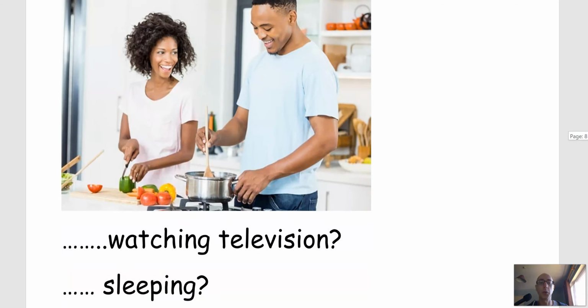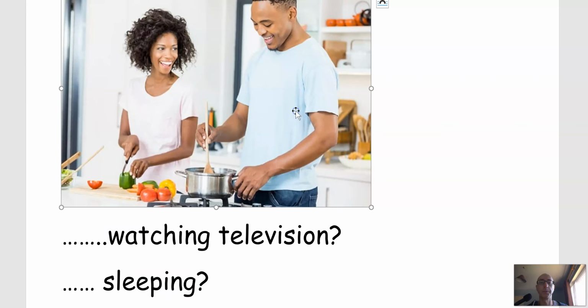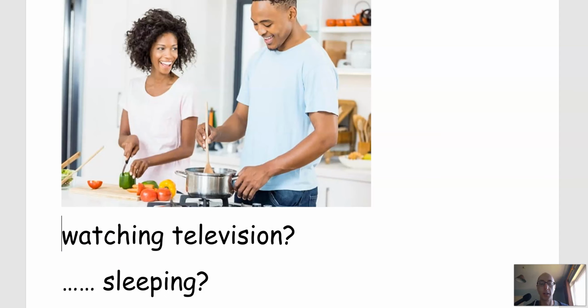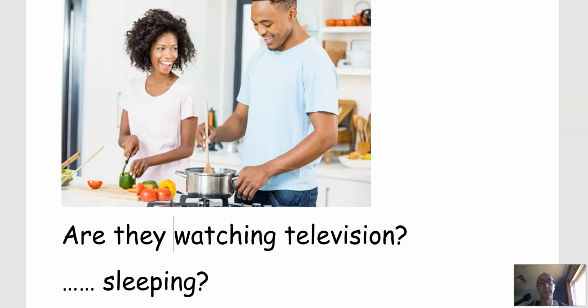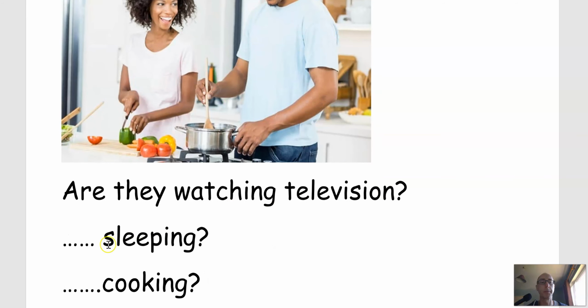Okay, let's continue with our questions. So we can see these two people, they're in the kitchen. We're going to ask a question. Now remember, a question for two people is different to a question for one. So 2 people are they. How do we make a question with they? Are they watching television? So remember the they for 2 people.